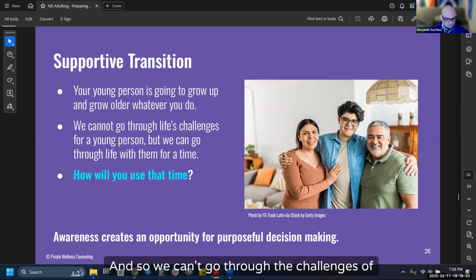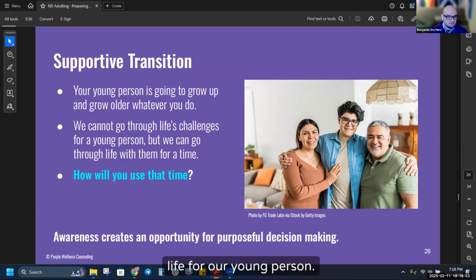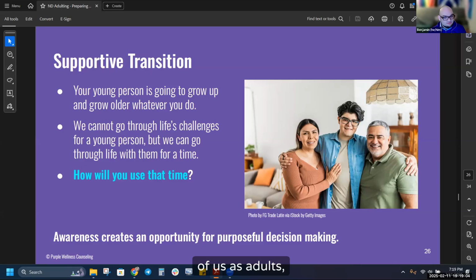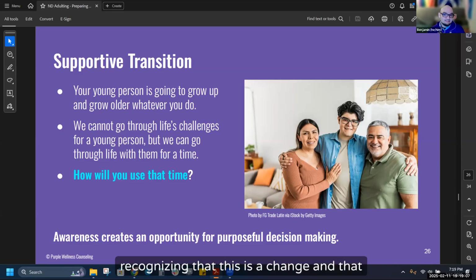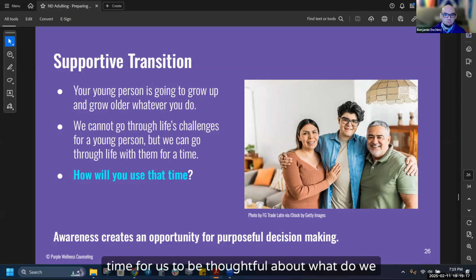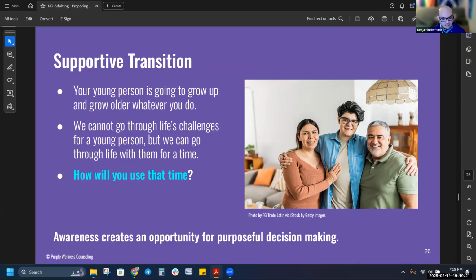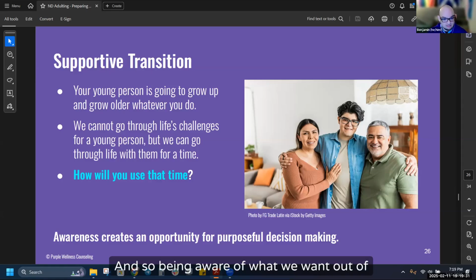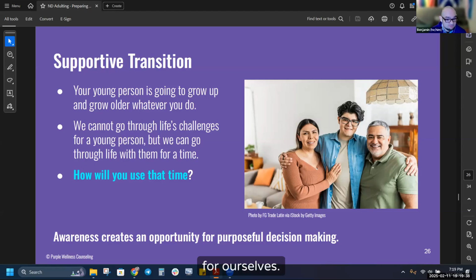And so we can't go through the challenges of life for our young person. But again, we can't do for, but we can do with for a time. And so part of wrestling with this for many of us as adults, seeing somebody go through this transition, is recognizing that this is a change and that there is a limit to how much time we have with somebody in a particular phase of life. And I think it can also be a really important time for us to be thoughtful about what we want to do with the time that we have. Because as we've talked about, life will make that decision for us, right? If we're not purposeful, then life and circumstance will take over. And so being aware of what we want out of that time, what our priorities are, allows us to be more purposeful in our decision making and the structure we set up for ourselves.